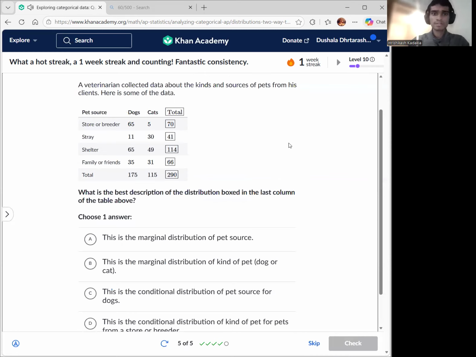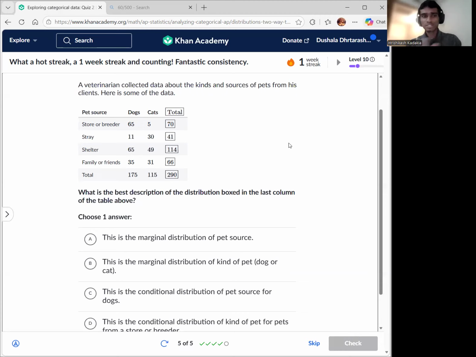Meriwether is collecting data about the kinds of pets and purchases from his clients. Here's some data up here on the screen. What's the best description of the distribution in the last column of the table below? Here we see this is just totals. Totals means it's the marginal distribution. It's not conditional. Conditional means it should be based on a condition. This is marginal because marginal means it's just for the variable. How many stores repeat, regardless of whether they were dogs or cats.